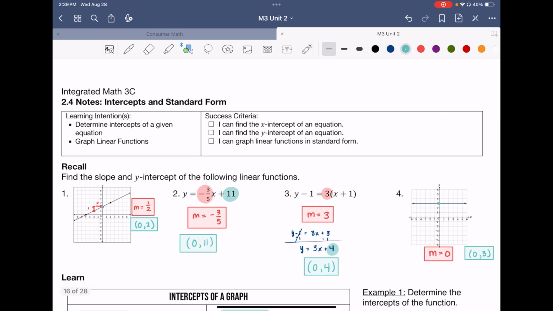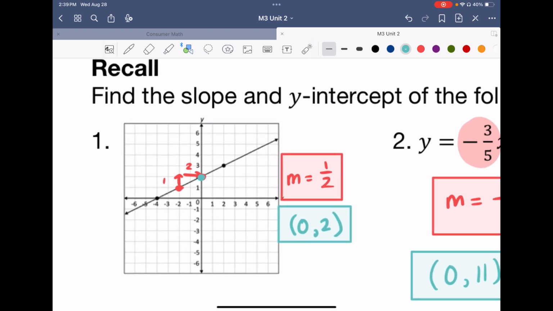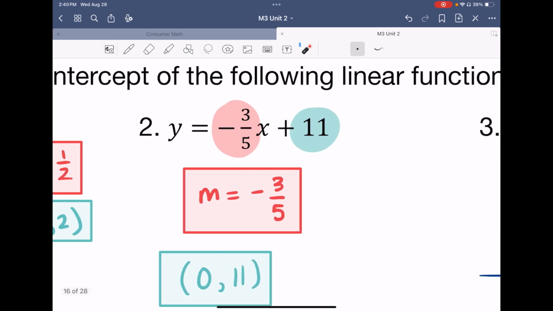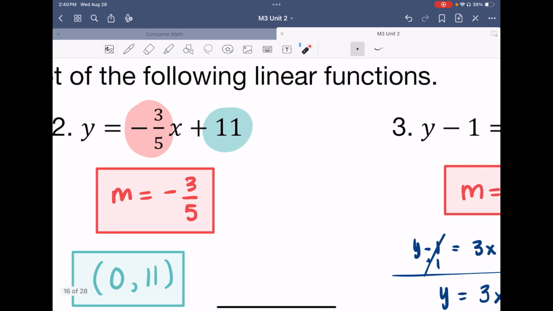Okay, here are the answers for the recall. On number 1, you will notice that I start on the point on my left and I go up 1 over 2, so the slope is going to be positive 1 because I went up and over 2. The y-intercept is where it crosses the y-axis, which is 2 in this case. Over to number 2. Your slope is negative 3/5, and your intercept is b, which is 11.